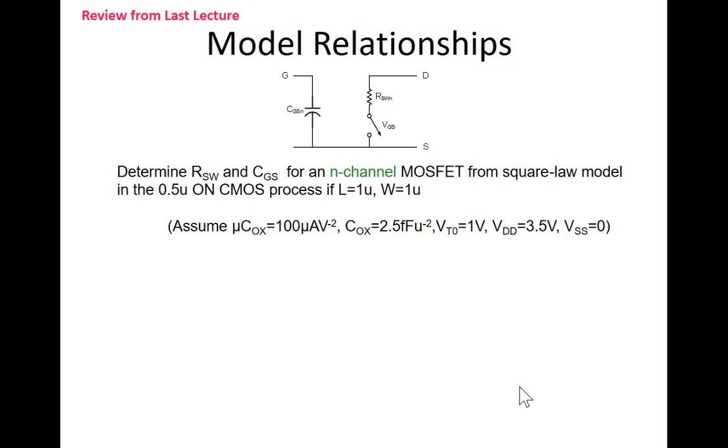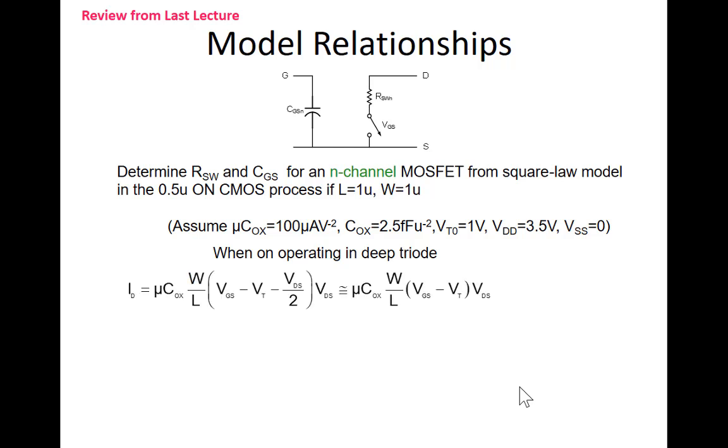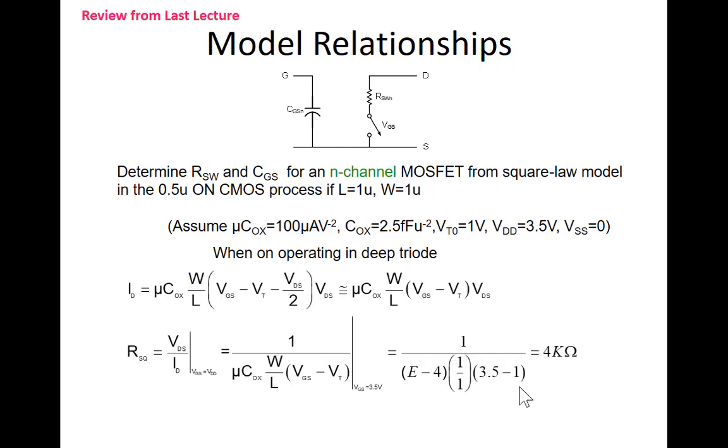When it's on, VGS is going to be VDD. So it'll be 3.5 minus VTH, which is 1 volt. So we know everything in this expression for the FET resistance. And if we do that, we find that resistance, R switch in, is equal to 4 kiloohms.